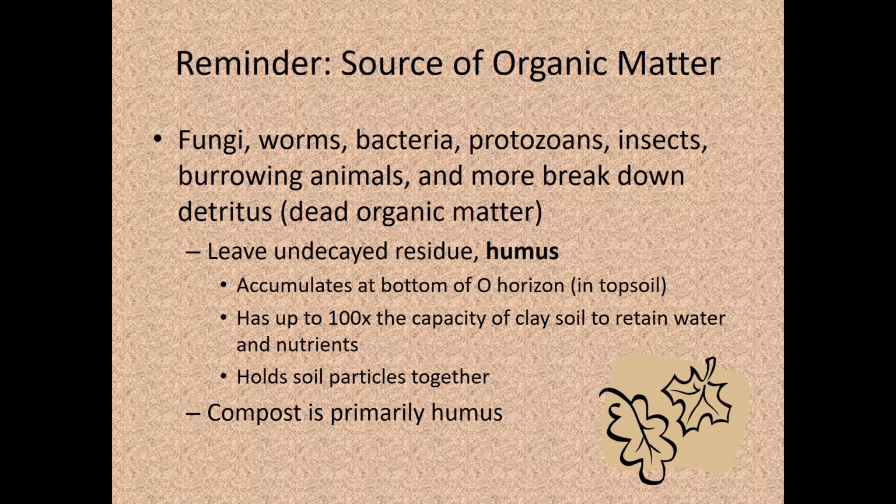Okay, so we said the two things that are critically important in soil are how much organic matter is there and how much clay is there. So where does the organic matter come from? Just to remind you, it comes from breaking down organic matter that falls onto the surface of the soil from trees, plants, cactus, whatever happens to be growing in your soil. And there's a number of different living organisms that break this down. So fungi, worms, bacteria, protozoans, insects, even burrowing animals help to get that organic matter incorporated into the soil. And this dead stuff is called detritus, which is just dead organic matter.